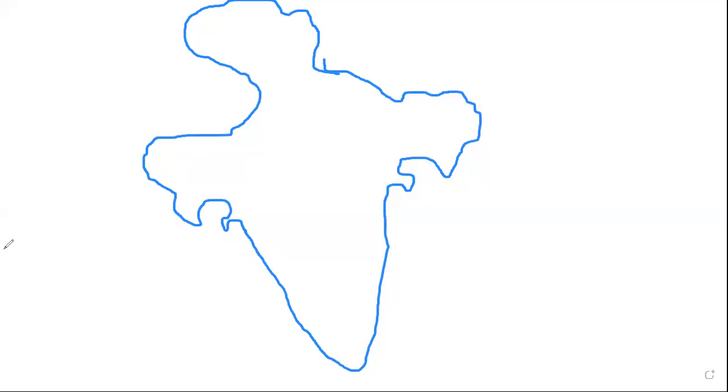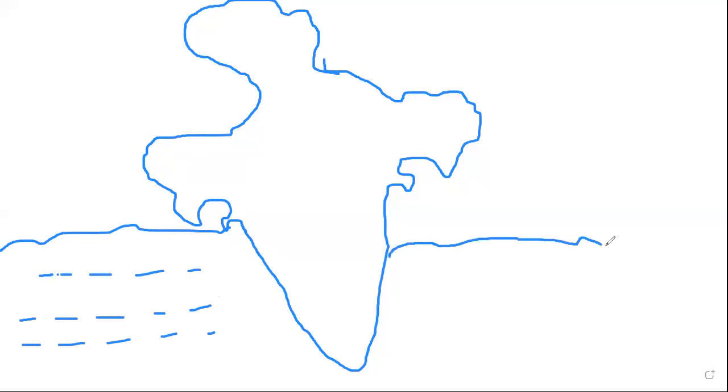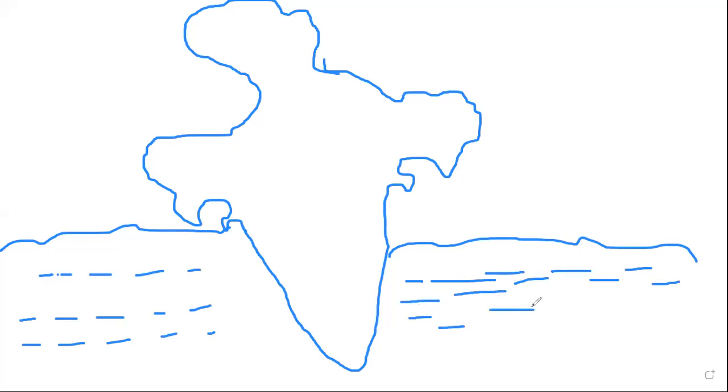So, which ocean do we have at the western side? Ma'am, Arabian Sea. Okay. And which ocean do we have at the eastern side? Bay of Bengal. We have the Bay of Bengal. And that's why our lower portion is like a peninsula that is surrounded on three sides by ocean. Okay.